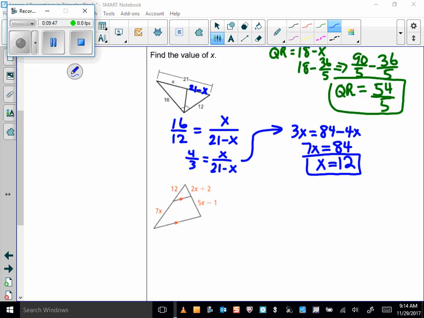Okay, there you go. That one was a lot more simple. The only thing we had to remember is to label this segment here as 21 minus x, and then set up our proportion. I simplified 16/12 down to 4/3, cross multiplied, ended up with x equals 12.